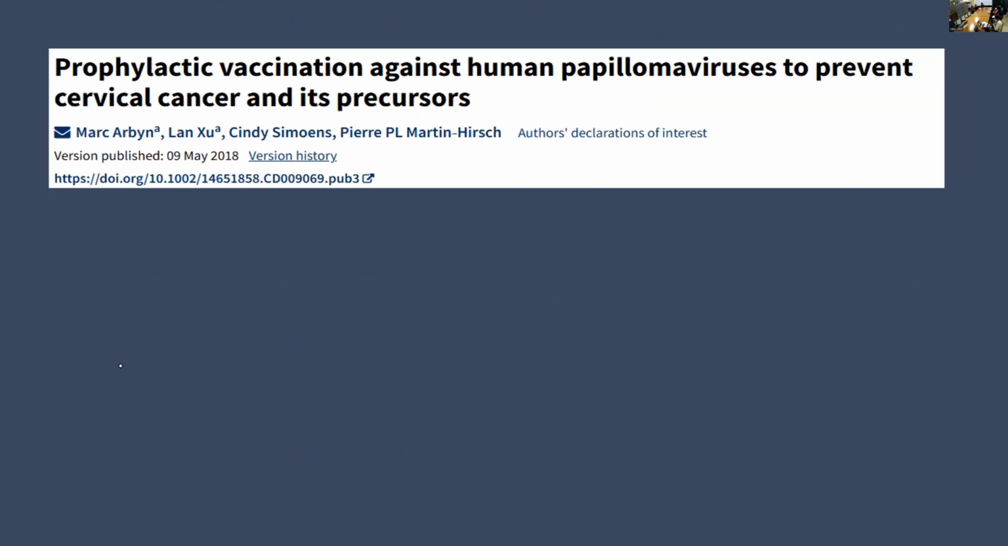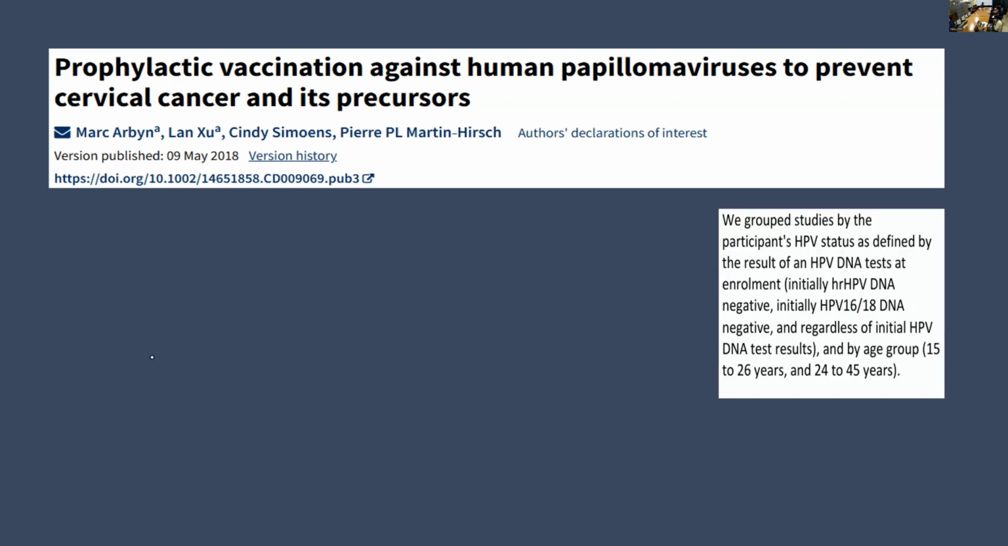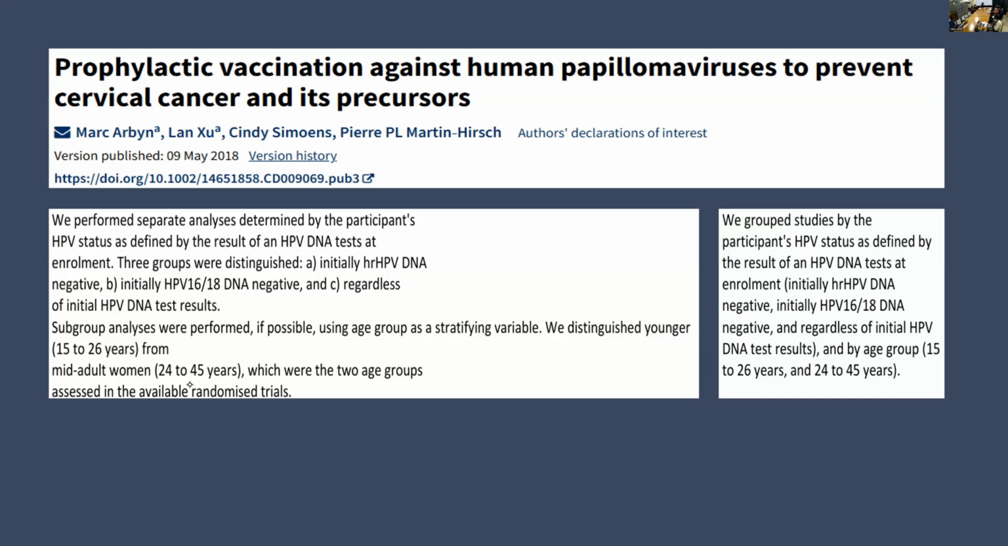So this is prophylactic vaccination against HPV to prevent cervical cancer and its precursors. They grouped studies by the participants' HPV status as defined by the result of an HPV DNA test at enrollment: initially HR HPV DNA negative, initially HPV 16, 18 DNA negative, regardless of initial HPV, and by age group. So they have used these two classes to differentiate. If we were to refine it a little more, we perform separate analyses determined by the participants' HPV status as defined by these three groups. And then he has decided these will be the subgroups.